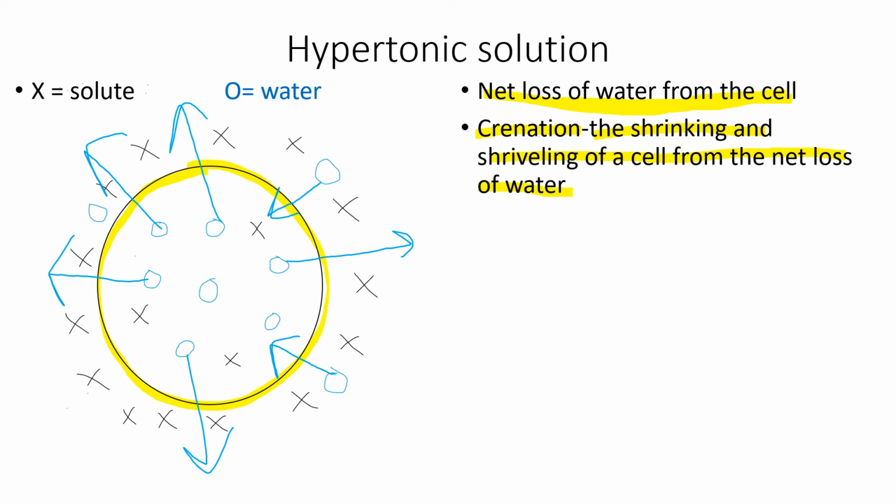You let some water out of a water balloon, that water balloon gets smaller. Same type of thing is happening in a cell. So when you place a cell in a hypertonic solution, you're going to get a net loss of water. Crenation will happen to that cell as it is losing water from being exposed to this hypertonic solution.